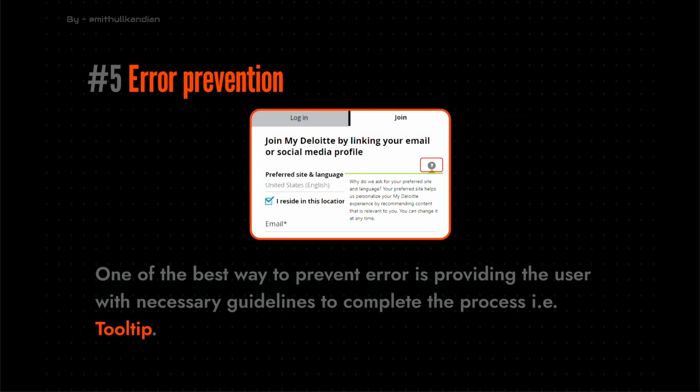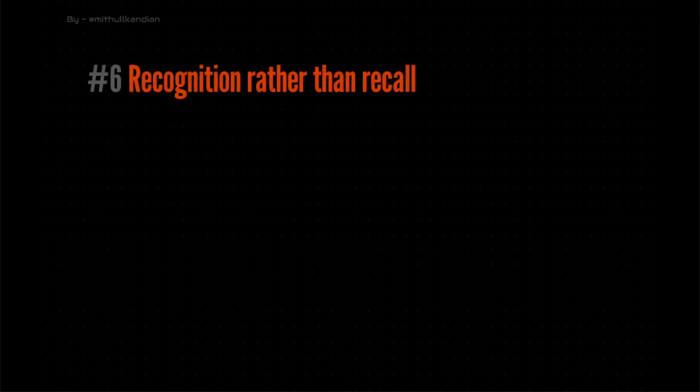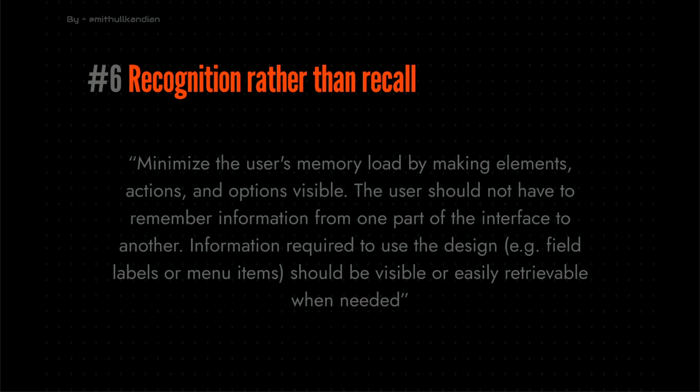One of the best ways to prevent error is providing the user with necessary guidelines to complete the process, that is, a tooltip. Number 6. Recognition rather than recall. Minimize the user's memory load by making elements, actions, and options visible. The user should not have to remember information from one part of the interface to another.